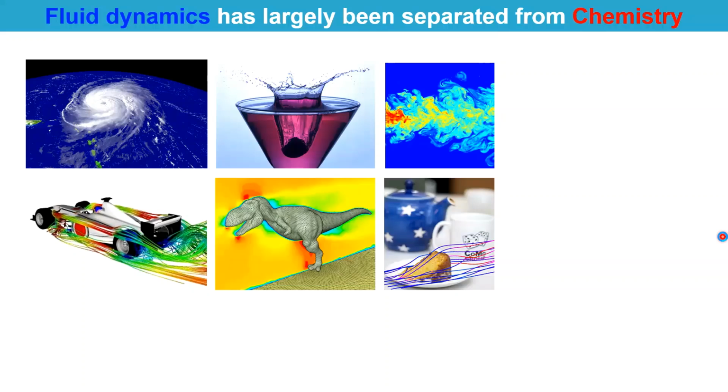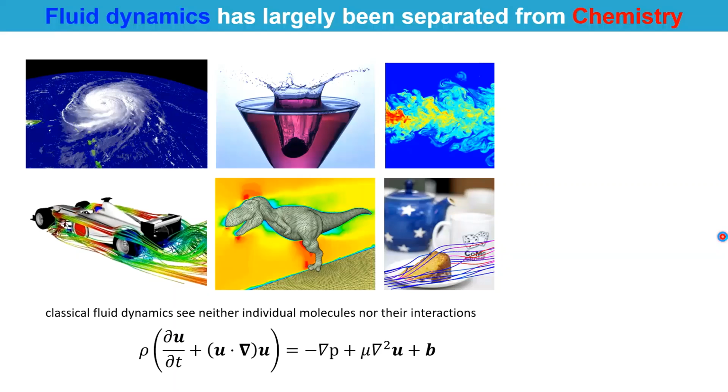By and large, fluid dynamics has been studied and practiced for thousands of years, and most of the time we focus on macroscopic behavior. It's fair to say that classical fluid dynamics does not see either individual molecules or their interactions. This can be appreciated by looking at the governing equation of fluid flow, the Navier-Stokes equation. Here we show the Navier-Stokes equation for a classic Newtonian fluid. On the left-hand side, we see the mass times acceleration term, and on the right-hand side, we see the various forces responsible for driving a flow.